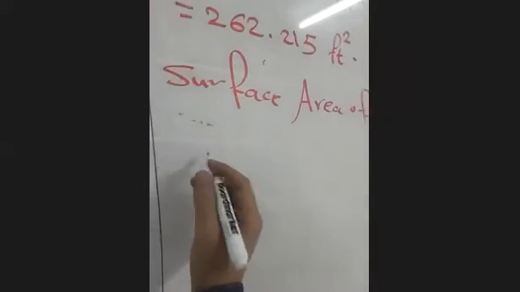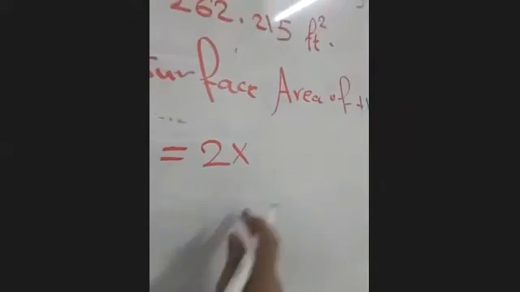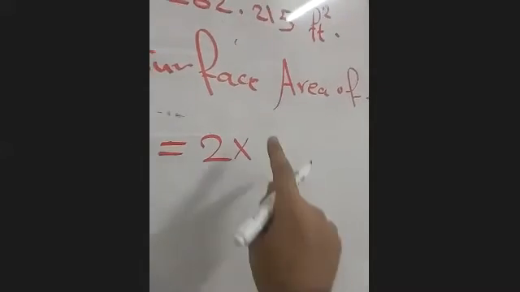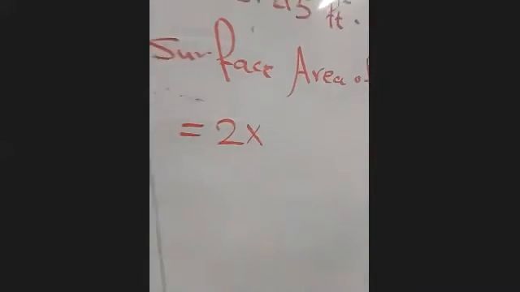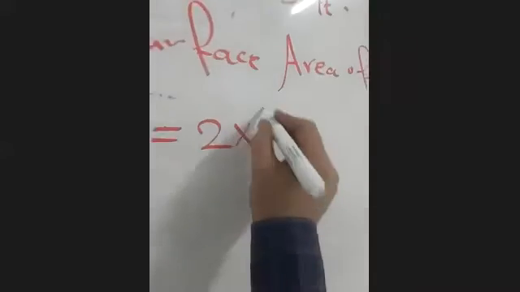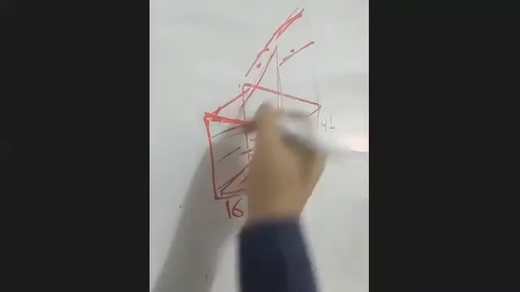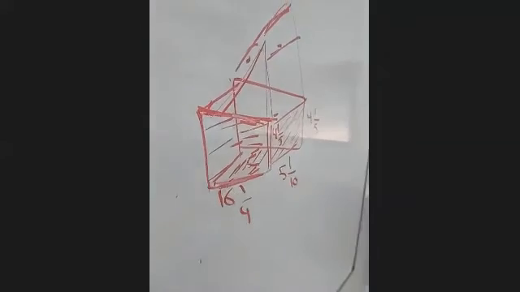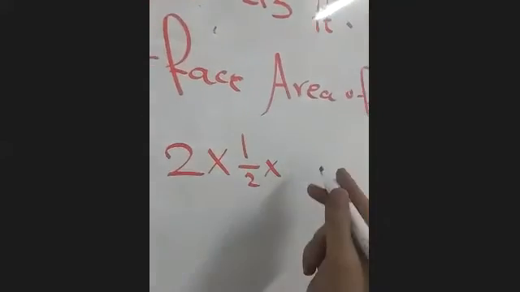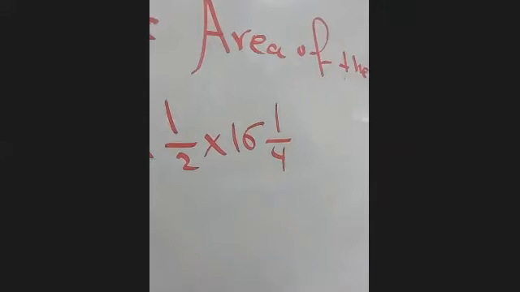6. It is the same as the lower base, which is 6. The triangle on the opposite side is the same as this triangle, right? Yes, they are equal, so we multiply by 2. So the surface area equals 2 multiply the area of the triangle, which is half base times height. Half multiply the base, which is the same as this base, right? 16 and 1 over 4.